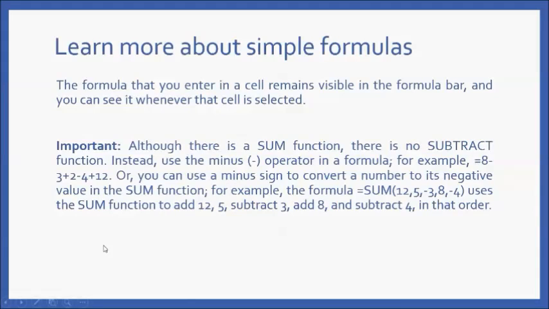So important, although there is a sum function, there is no subtract function. Instead, use the minus operator in a formula. For example, =8-3+2-4+12. Or you can use a minus sign to convert a number to its negative value in the sum function. For example, the formula =SUM(12,5,-3,8,-4) uses the sum function to add 12, 5, subtract 3, add 8, and subtract 4 in that particular order.